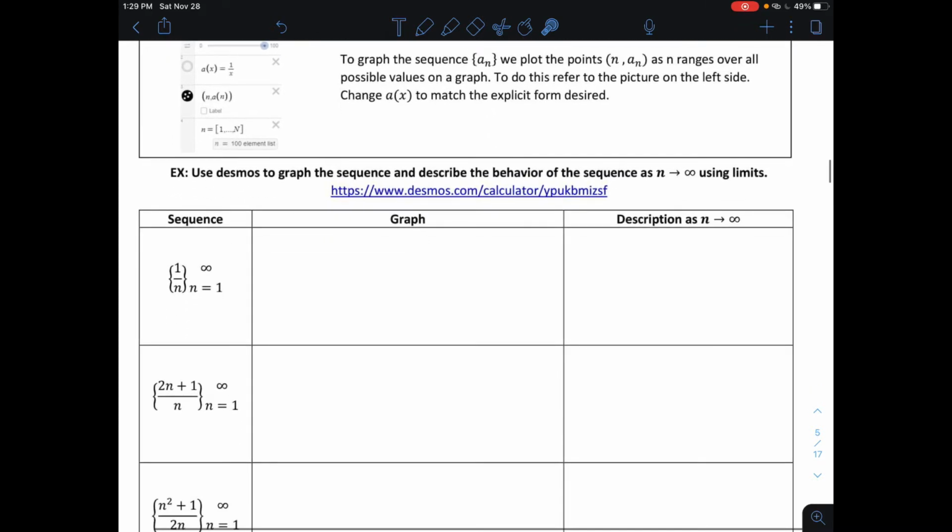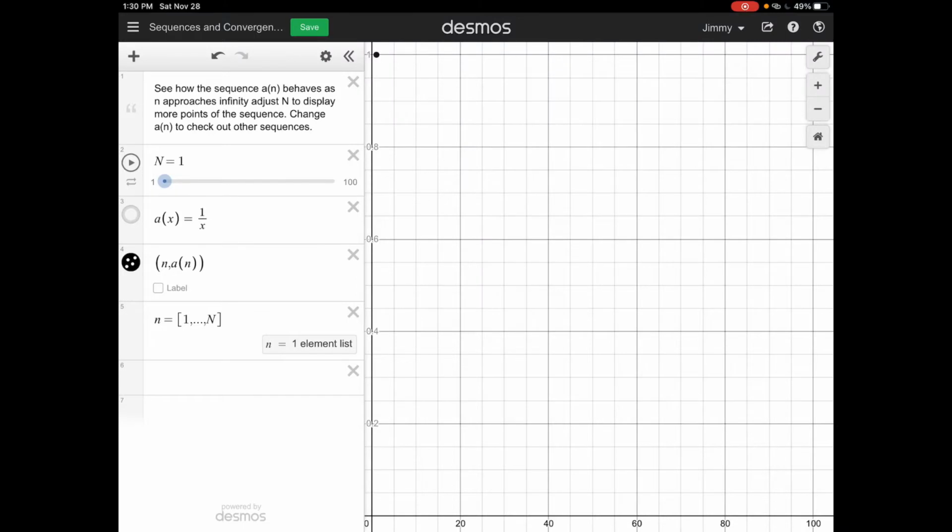So we're going to start here with our first sequence, which is the sequence 1 over n. I want to ask what is happening to the term value as I start from 1 and proceed towards infinity for the n value. Here the a of x is really the a of n, so that 1 over n I'm going to type in as 1 over x. And that second block here is our explicit equation.